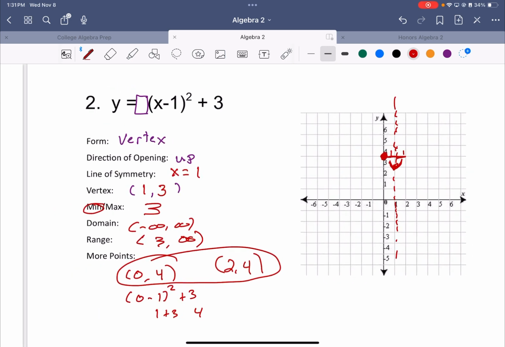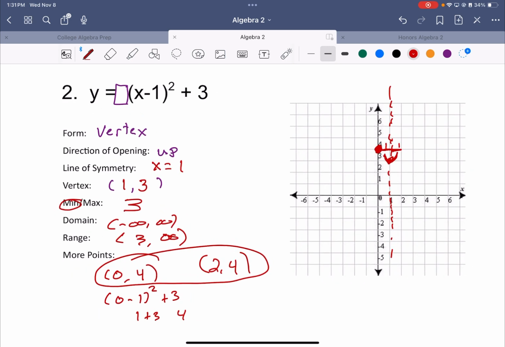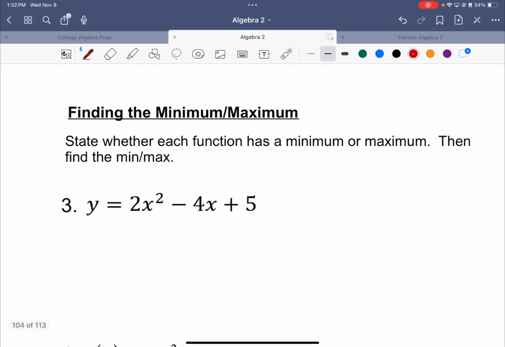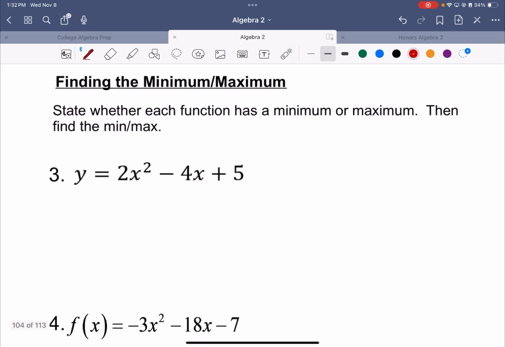So those were 2 review questions from the last couple of days. One in standard form, one in vertex form. Any questions with either of those? Okay, so the next question is just asking you to find the minimum or maximum. It says state whether each function has a minimum or maximum, and then find it. You're not asked to do anything else, just what that minimum or maximum is.